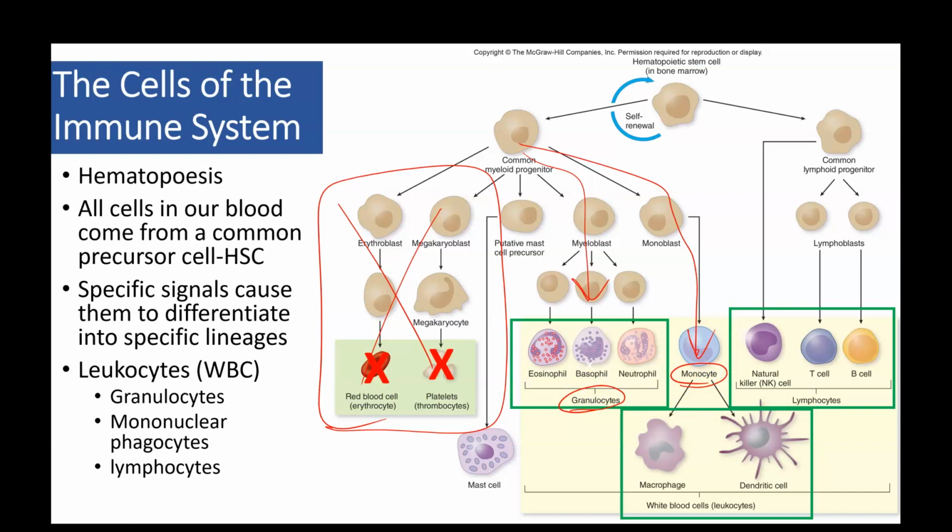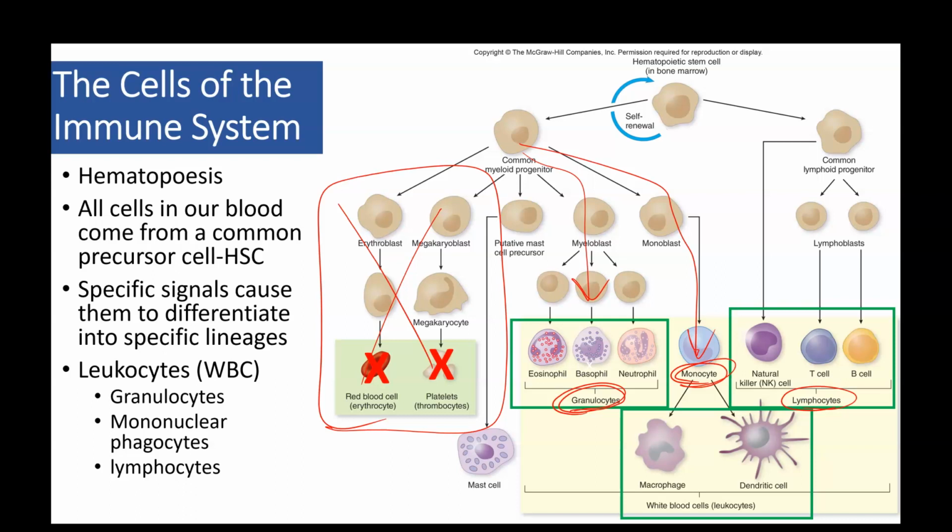Our granulocytes can be categorized into three types of cells: eosinophils, basophils, and neutrophils. Whereas our monocytes can differentiate into two major effector cells of the innate immune system, macrophages and dendritic cells. When we talk about our leukocytes, we're talking about all of these. Anything in a green box right now is considered a leukocyte, or white blood cell. Notice we have three major categories: granulocytes, monocytes, and lymphocytes. Those are our three major categories of white blood cells.